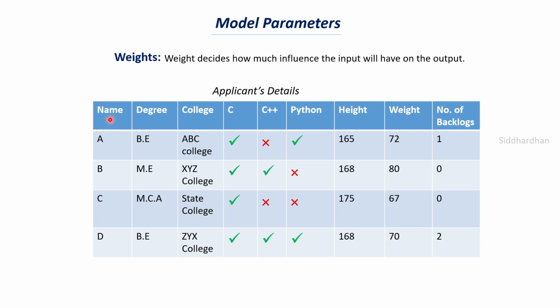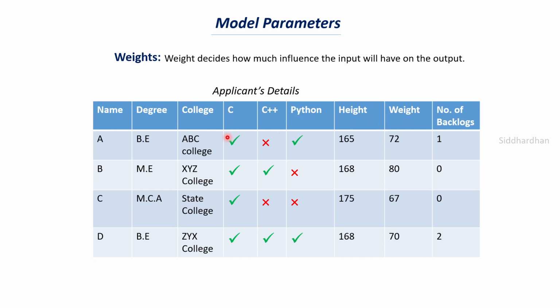In this data set, we have the name of the person, the degree that they have, their educational qualification, and the college from which they have studied, whether they know C programming and whether they know C++ or Python, and the height of the person, the weight of the person, and the number of backlogs, whether they have any arrears or not. So this is the data that we have. How many features do we have here? One is name, degree, college, C++, Python. So 7, 8, and 9. Okay, so totally we have 9 features in this particular data set.